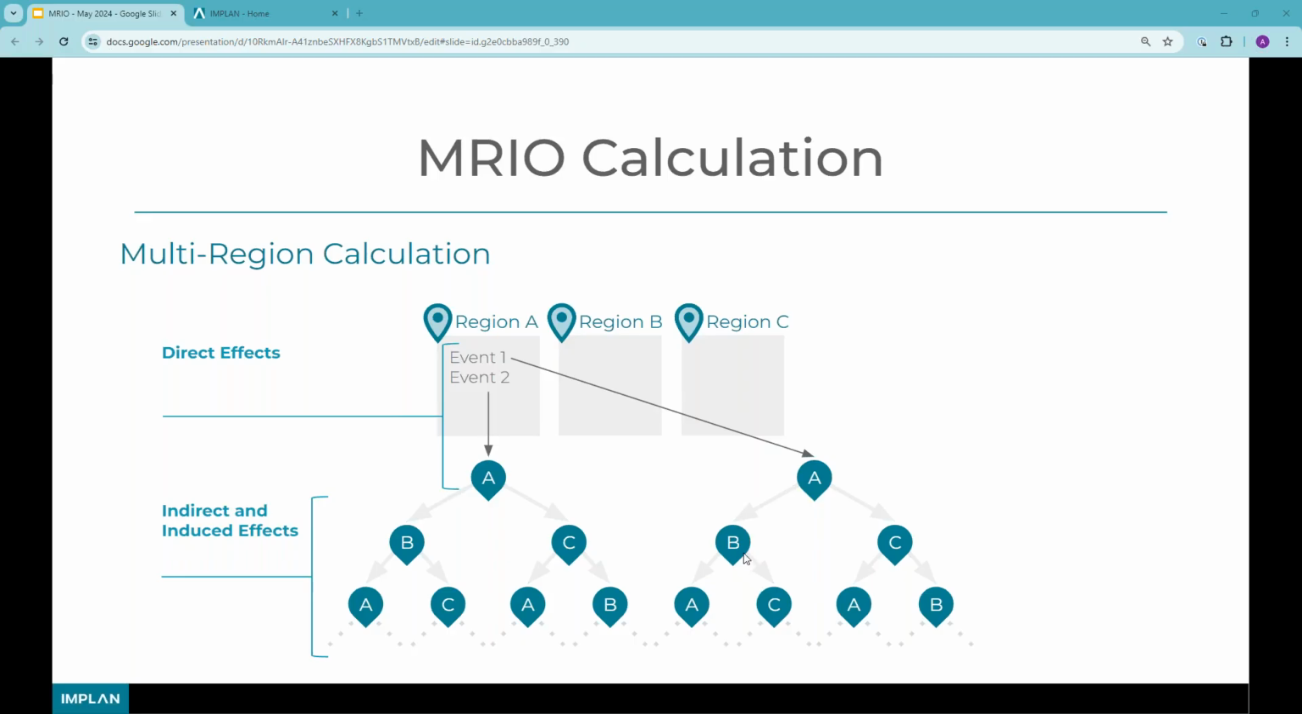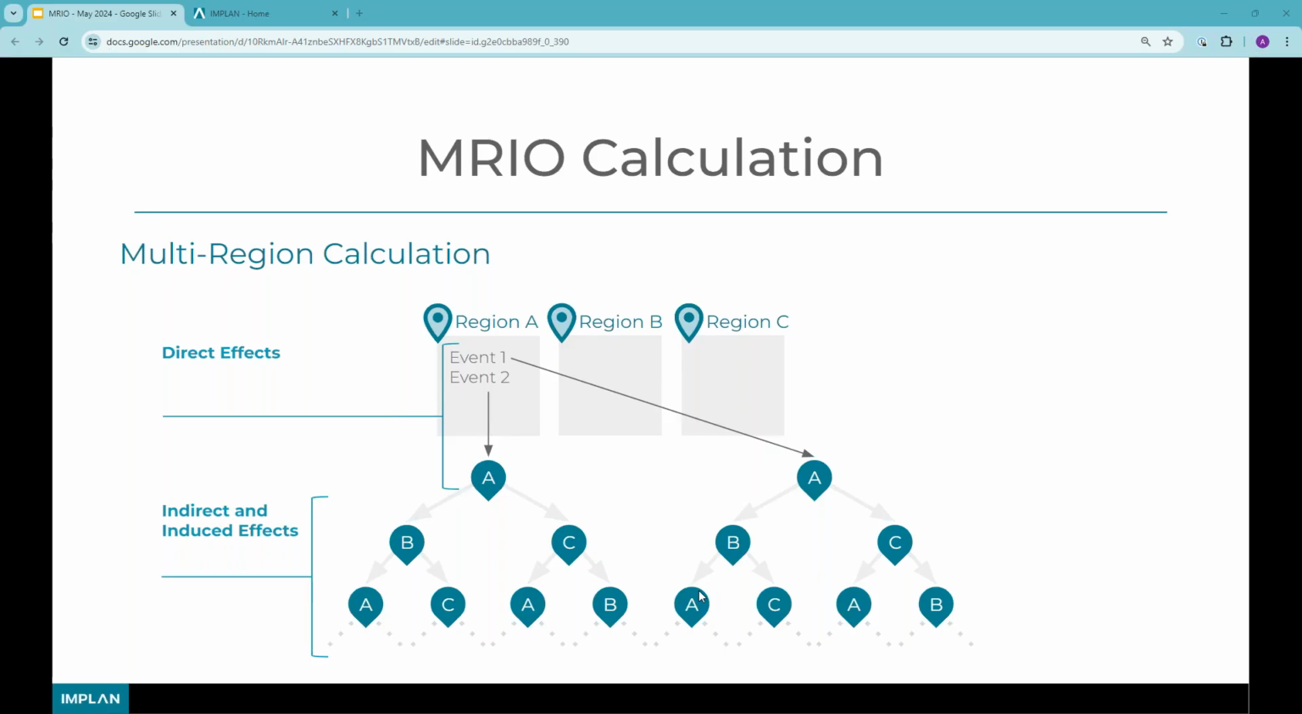When we're running an MRIO analysis, this is how it starts. It starts with our direct effects in each region. And we create trees to signify how those dollars continue to circulate and bounce around between the regions until each dollar trickles through our economy down to $100. Unfortunately, we do not go down to a penny as we do in our single region analysis, but we go down to $100.